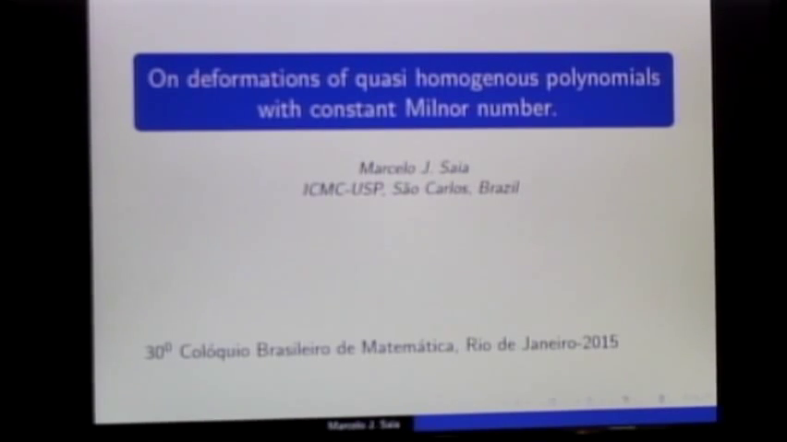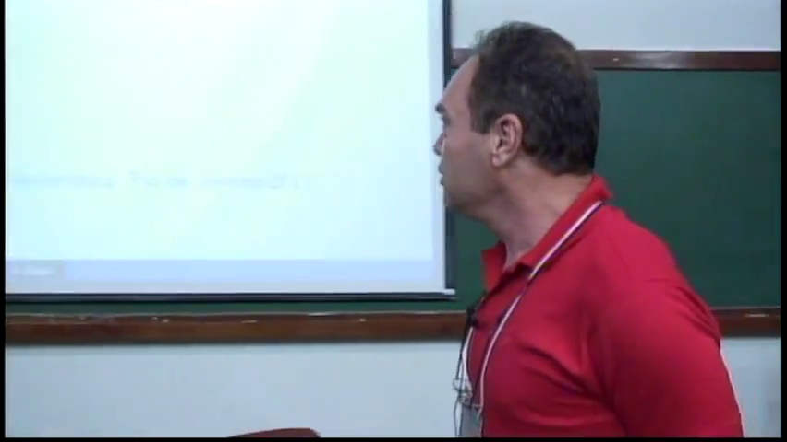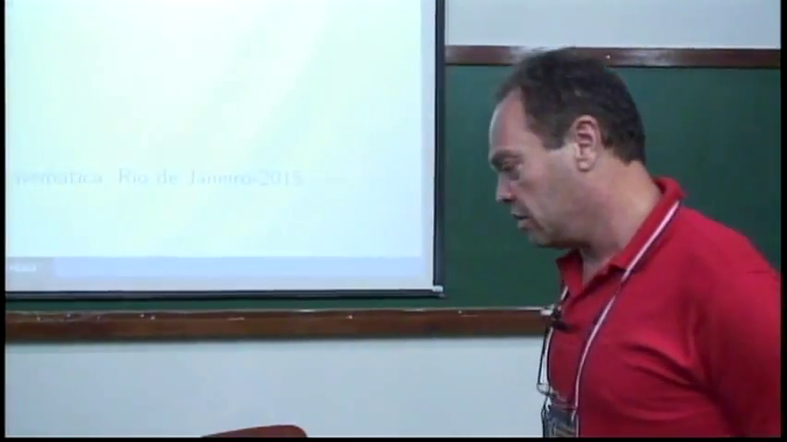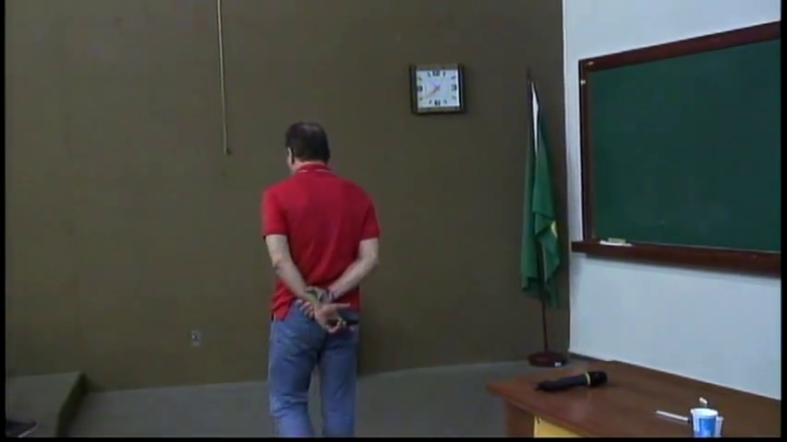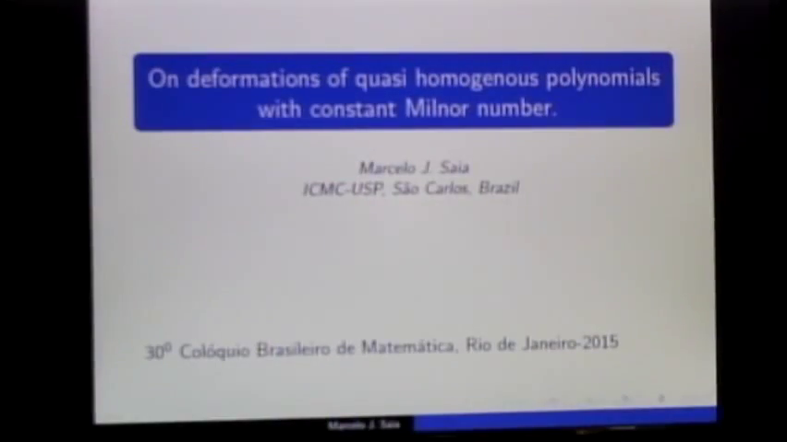Numbers. But after a long time studying Milnor numbers in the local case, in the case of germs of functions, polynomial or map germs, I decided to study a little bit about the global Milnor number, which is a number defined for polynomials, and to understand a little bit of the relationship between these two numbers and what we can do with them.